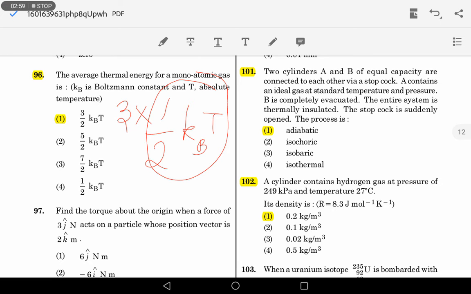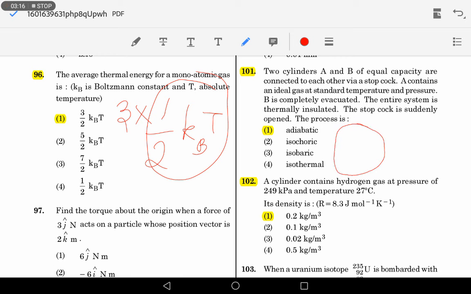Now next question, two cylinders A and B of equal capacity are connected to each other via a stopcock. A contains an ideal gas at standard temperature and pressure. So there are two cylinders, one is A and the other B. Bear with the shape of the cylinder. A has an ideal gas at standard temperature T and pressure P. B is completely evacuated, there is no gas in B, and there is a stopcock connecting both A and B. The entire system is thermally insulated.